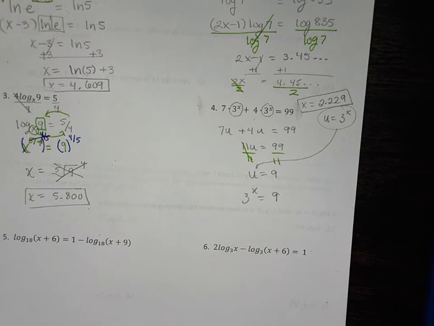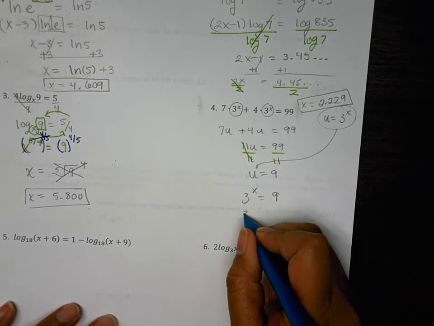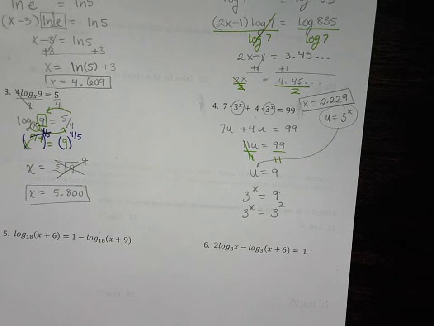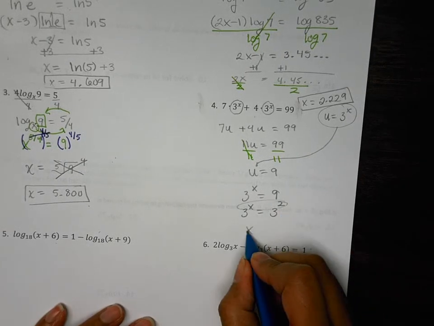If you wanted to do log of both sides, would it work? It would. Try it. I did. Did it work? Yeah. Came out to be 2. There you go. So it does work. That's too much work. Okay. 3 to the x equals 3 squared. Is 3 squared the same as 9? Yes. So x equals 2.